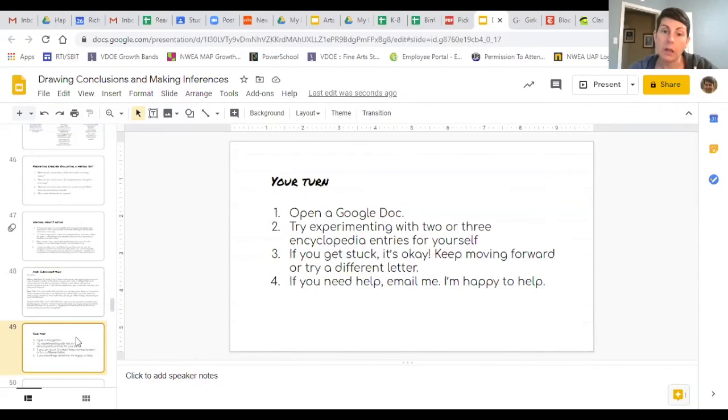I want you to try it. So I want you to open a Google Doc and try experimenting with two or three encyclopedia entries for yourself. If you get stuck, it's okay. Just keep moving forward or try a different letter. Notice that when I couldn't think of anything for the letter C, I just let it go and kept writing. Also know that I didn't go back and correct grammar or sentence structure, because it's okay to just get something down on a piece of paper and write for writing's sake, and then go back and look at revision and the editing process at a later time.